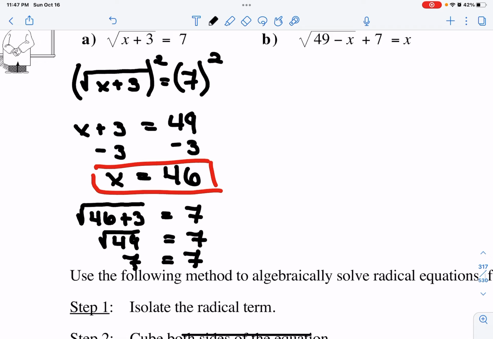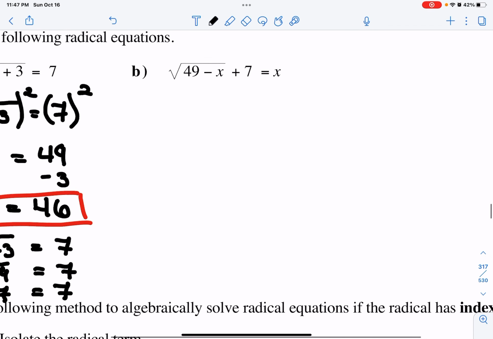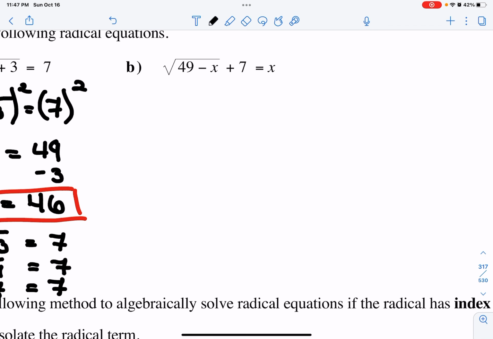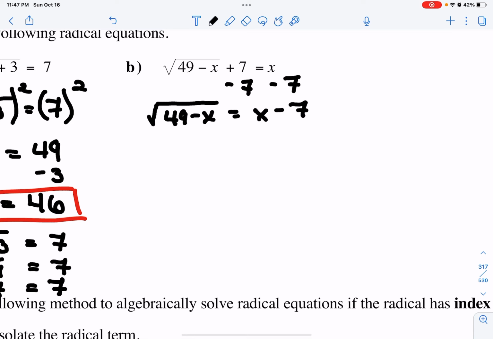All right, let's do B here. Remember, the first step is to always isolate the radical. So I'm going to subtract away 7, subtract away 7. Square root of 49 minus x is equal to x minus 7. Now, I need to square both sides. I'm going to put brackets around everything on both sides and square.